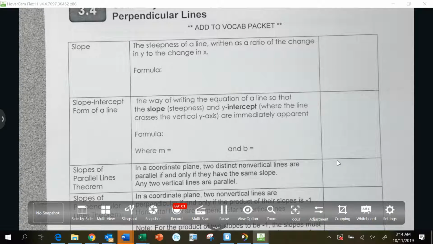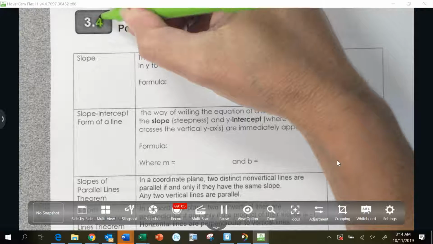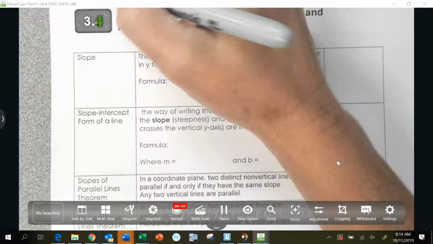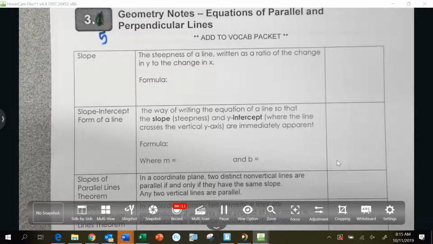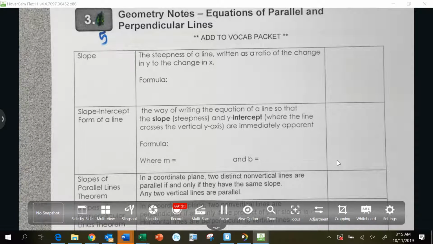Okay. So the slope. This does say 3.5 on yours. Mine was the mess up. So we're really doing 3.5 today. Yours says 3.5. Oh. Hey, guest teacher, do you want a copy of these? Okay. Sorry about that. I skipped you.